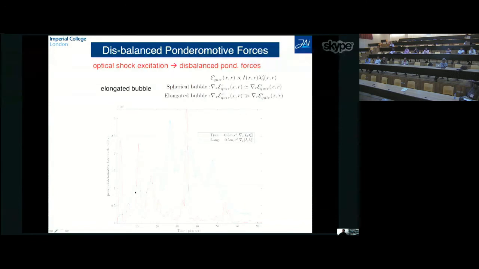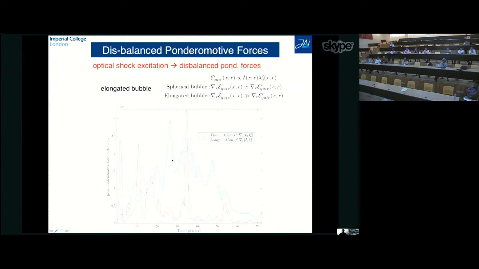And you can see that each time there is a squeeze event, the blue curve shows you the longitudinal ponderomotive force. The longitudinal ponderomotive force undergoes a big increase at that time. So this specific increase corresponds to one of the biggest elongations of the bubbles, because there is a big disbalance between the ponderomotive forces. The longitudinal ponderomotive force is much bigger than the radial ponderomotive force. You're driving an elongated bubble, which is doing two things.